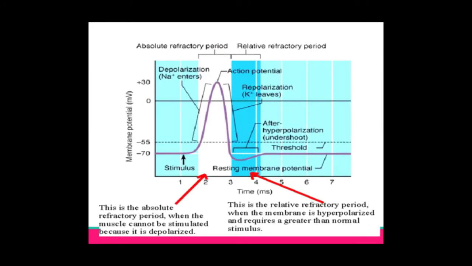Absolute refractory period is the period immediately after the repolarization phase of an action potential. The axon membrane cannot transmit another action potential no matter how intense the stimulus. This lasts for 1 millisecond. Relative refractory period happens after the absolute refractory period, when the axon can transmit a new impulse if the stimulus is more intense than normally required. This lasts for 5 milliseconds.